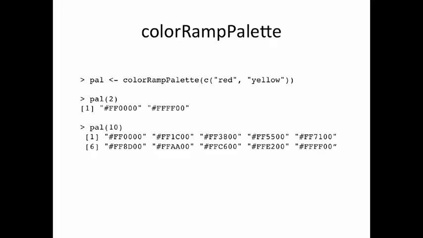So suppose I give it 2. So PAL of 2 will return 2 colors that interpolate the palette. Now, because the palette itself only has 2 colors, when I just give it 2, it'll just give me the 2 colors on the palette, the first being red and the second being yellow. And the format here is slightly different. Instead of giving a matrix with red, green, and blue values, it gives me a character vector which has values for red, green, and blue that are represented in hexadecimal.